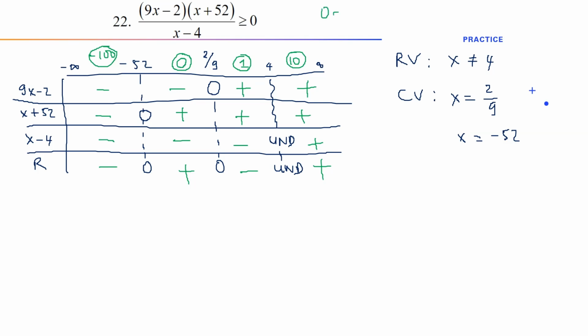So 0 and greater than 0 is positive. So the result, we have 0 and positive. So this one, 0 and positive: negative 52, comma, 2 over 9. Union, open parenthesis, because at 4 it is undefined. So 4 is not included, so 4, infinity, close parenthesis. That will be the result.